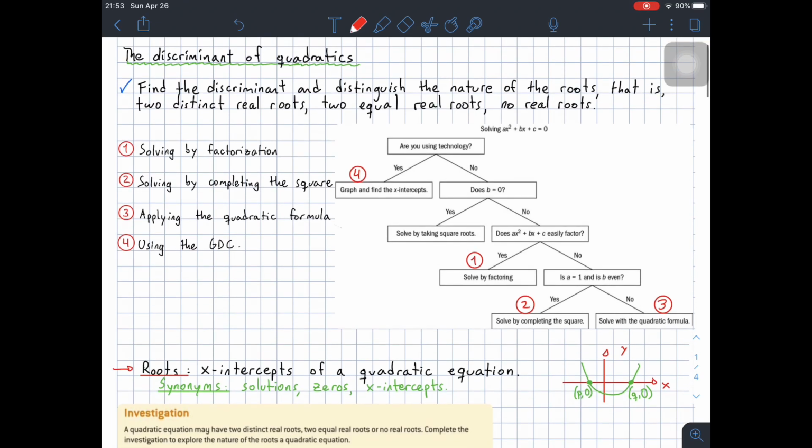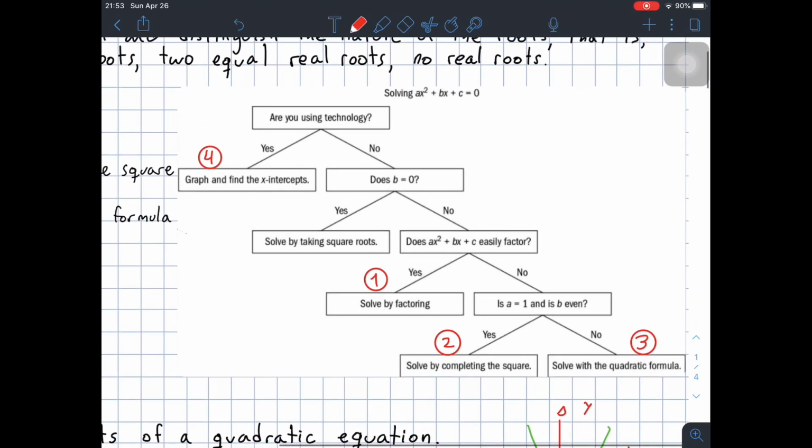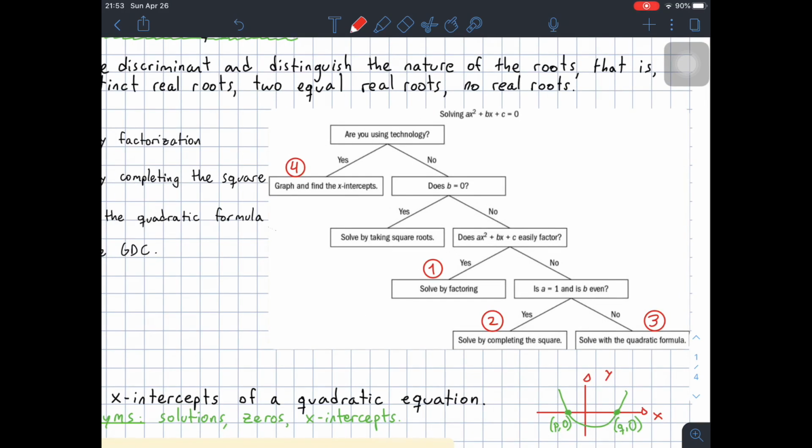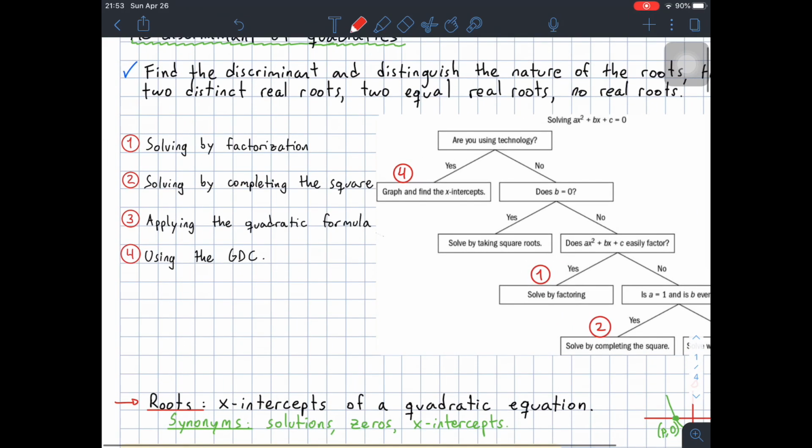To begin with, we're going to start by quickly reviewing what we were doing last class, and I'm going to show you something interesting about when to use each of the different techniques to solve quadratic functions. Remember, we've studied 4 different ways in which we can solve quadratic equations. The first one, solving by factorization. The second, solving by completing the square. The third one, applying the quadratic formula. And finally, the fourth is using the GDC.